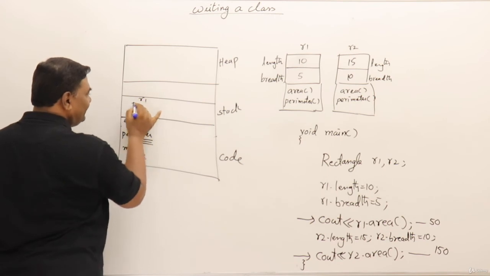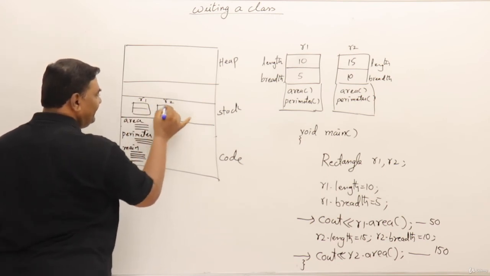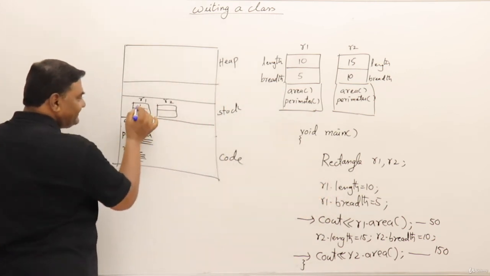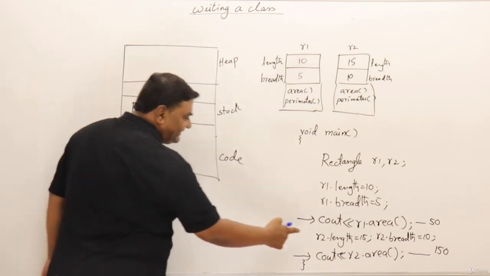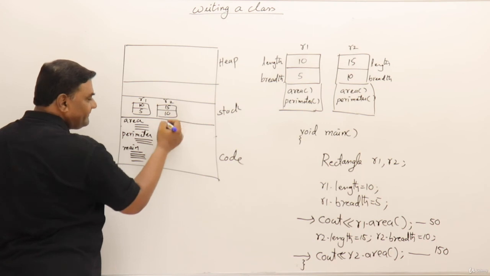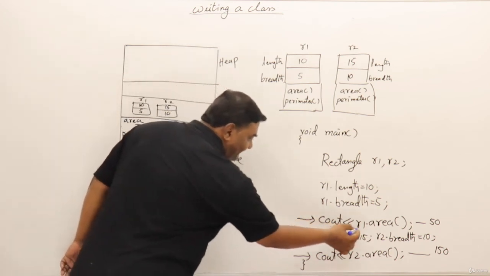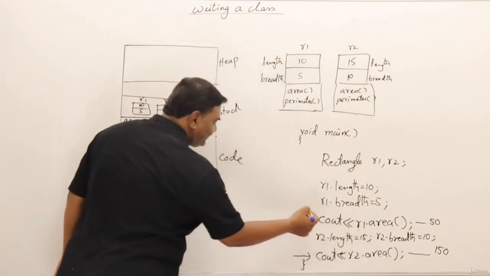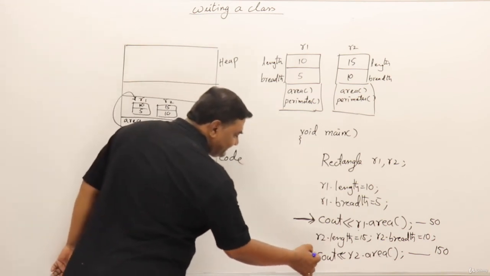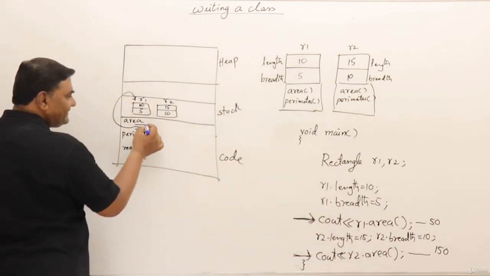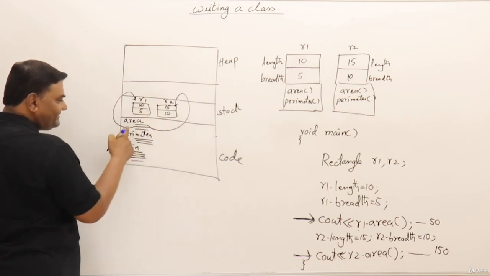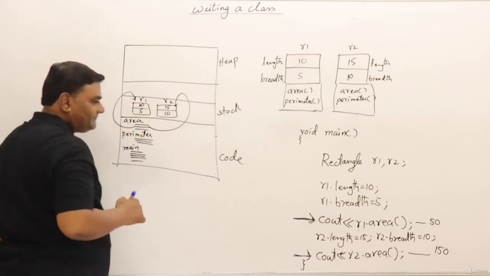So R1 will have its own length and breadth. R2 will also have its own length and breadth. And when you said R1 dot length, R1 dot breadth, this member is assigned 10 and this is 5, then when you said R2 length and R2 breadth, then this is assigned 15 and 10. Then when we said R1 dot area, this line, so this area function is called over R1, and when we said this line R2 dot area, then this area function is called over the R2 object. So it will multiply these two and give the result. This time it will multiply these two and give the result.